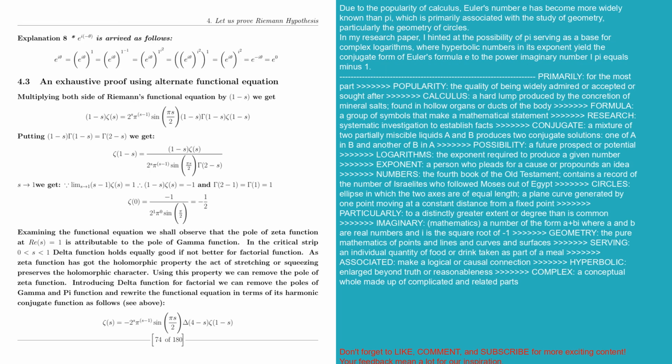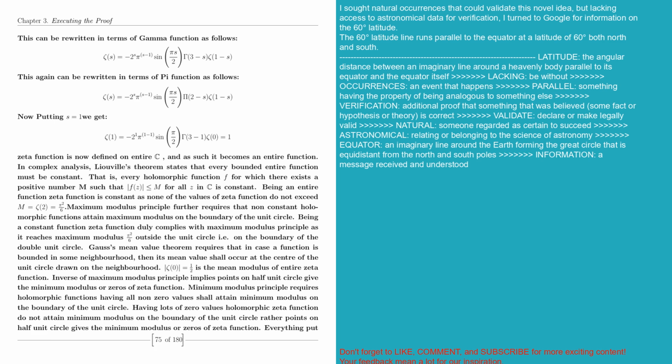Due to the popularity of calculus, Euler's number has become more widely known than pi, which is primarily associated with the study of geometry, particularly the geometry of circles. In my research paper, I hinted at the possibility of pi serving as a base for complex logarithms, where hyperbolic numbers in its exponent yield the conjugate form of Euler's formula, e to the power imaginary number i pi equals -1. I sought natural occurrences that could validate this novel idea, but lacking access to astronomical data for verification, I turned to Google for information on the 60 degrees latitude.